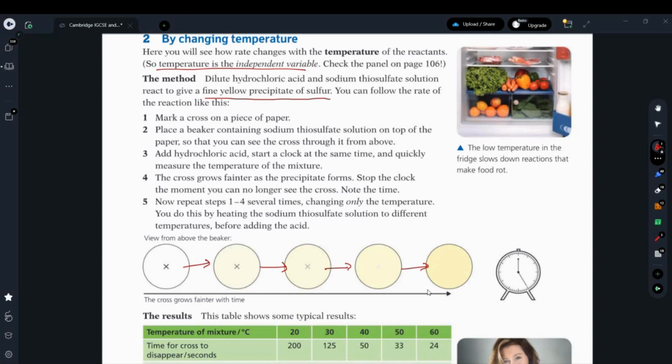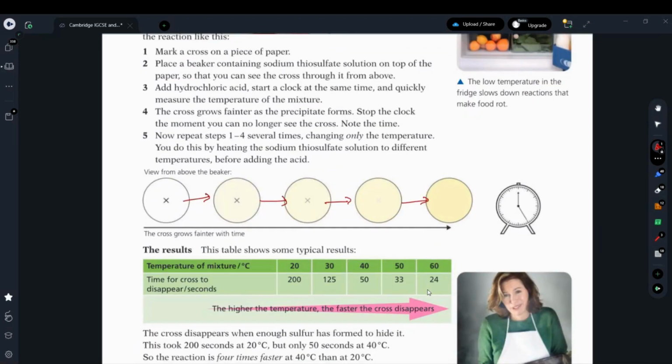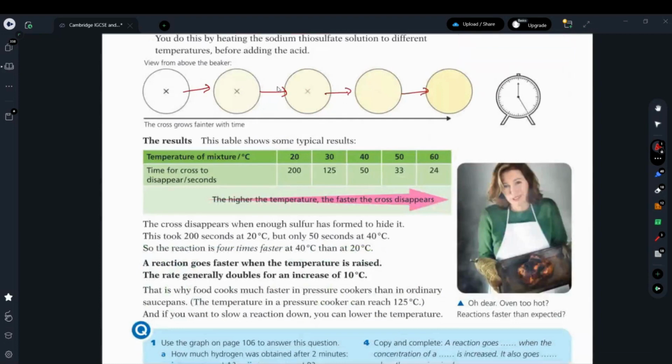Now, what you need to do is repeat the same set of steps, but measure the changing temperature in this case. You do this by heating sodium thiosulfate to different temperatures before adding the acid. So here are the results based on it. You don't need to write the experiment, just understand how this works. In this case, you have the temperature of the mixture at 20, 30, 40, 50, and 60 degrees Celsius. Look at the amount of time that has been taken in order to complete the reaction.